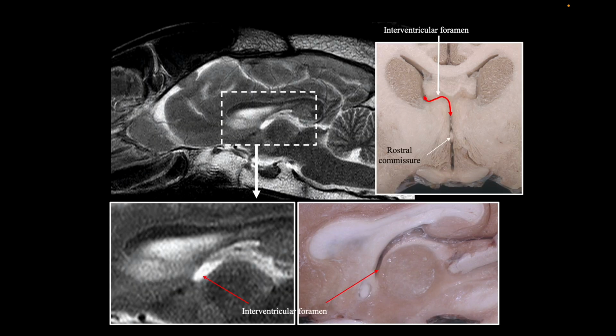In this image, this is a sagittal section, MRI T2 enhanced. So you can identify the interventricular foramen here on the image located on the top right, and it is marked with a red arrow. And on the bottom images, you identify the interventricular foramen, and you can compare an MRI with a dissection.